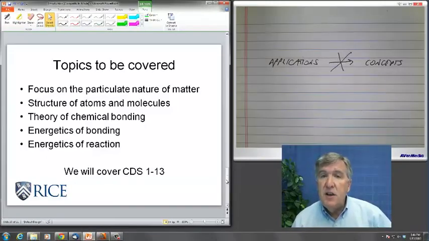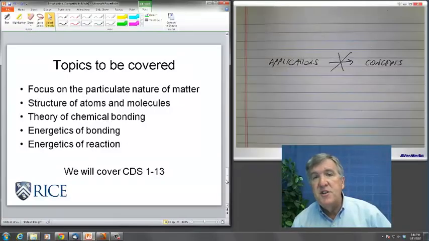And then finally, and very importantly, we're going to understand chemical reactions in terms of the energies of those reactions and what is happening at the molecular level that will cause a reaction to either release energy or perhaps absorb energy. Once you have a copy of the Concept Development Study book, you'll see that we're actually going to cover the first 13 concept development studies, so you can peruse the table of contents there and get a sense for what the coverage of the class is going to be.